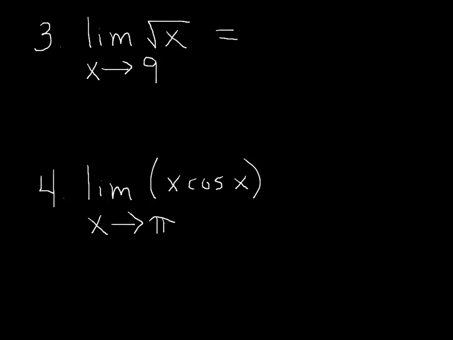Number three, the limit of square root of x as x approaches 9 is equal to the square root of 9, which is just 3.